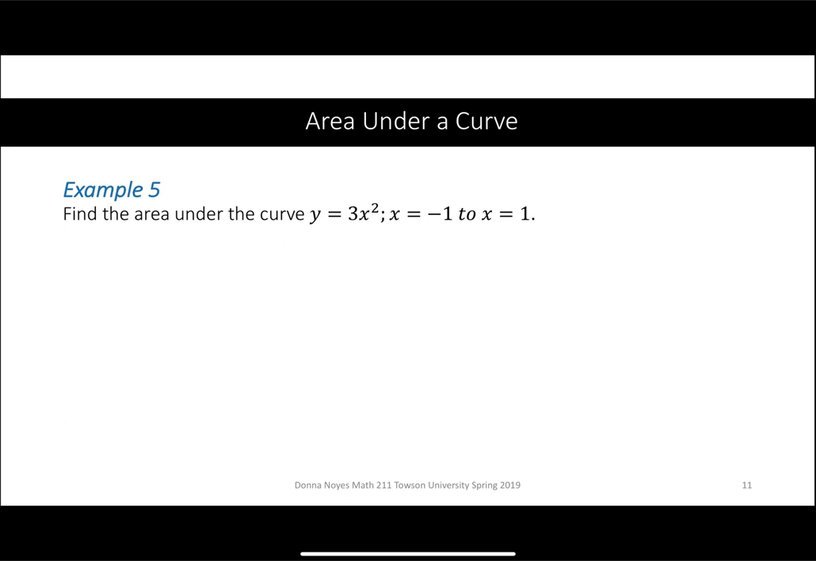For this next example, we don't have a graph. We want to find the area under the curve y equals 3x squared from x equals -1 to x equals 1. So just in case, we might want to see what a graph of 3x squared looks like.